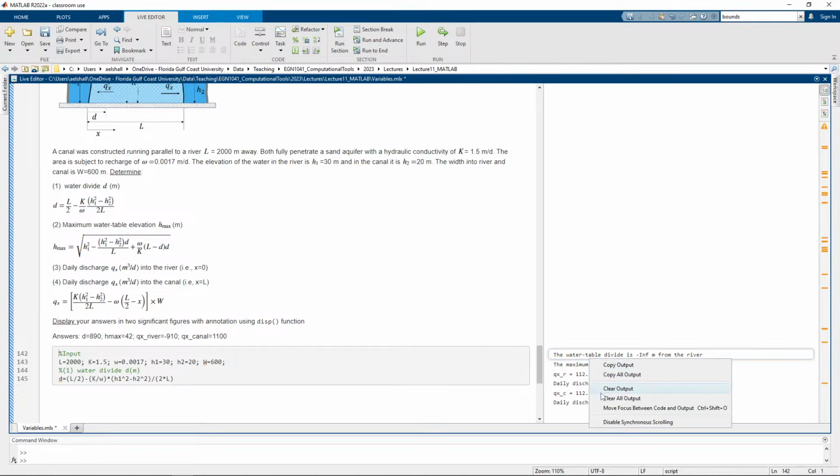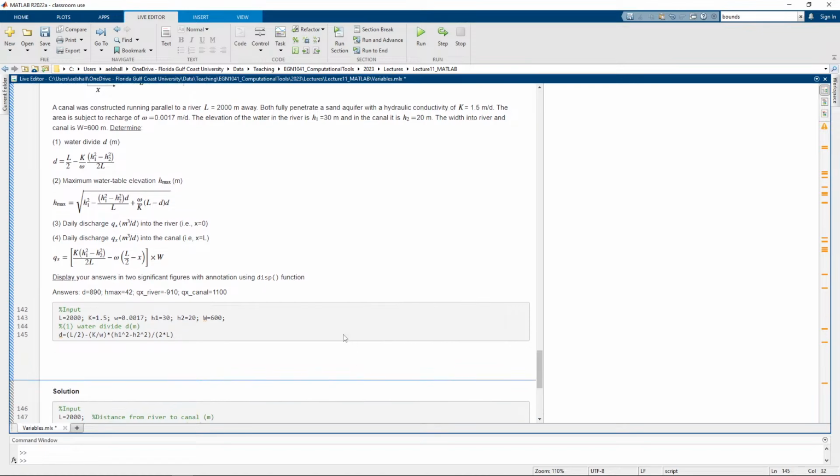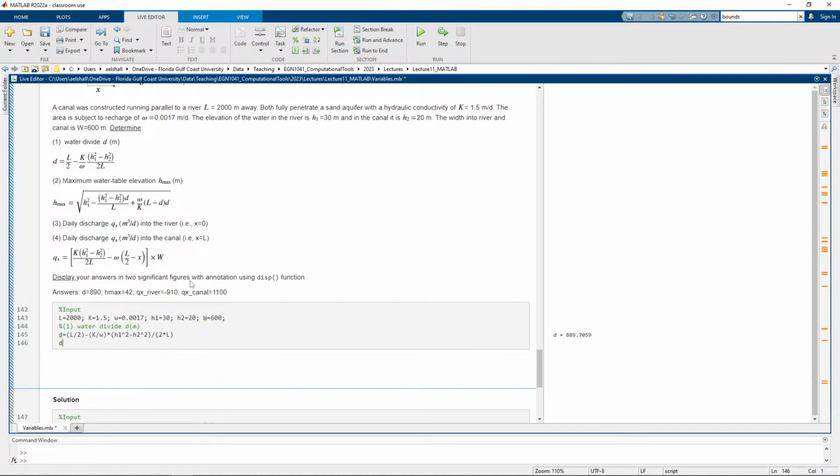Let me clear all the outputs, and then let's run this one and see what we are getting. So I got my D is equal to something like this. Now it's telling me to round it to two significant figures. I mean, we can do it now, or we can do it at the end. Let's just do it now.